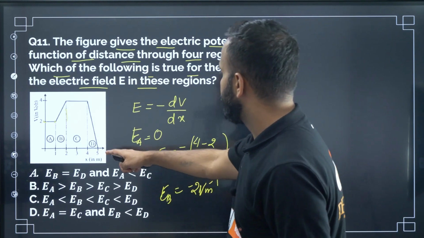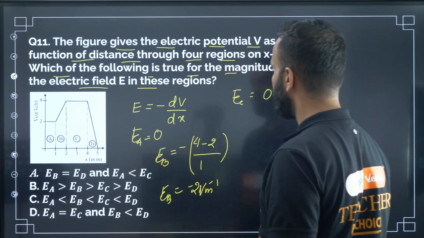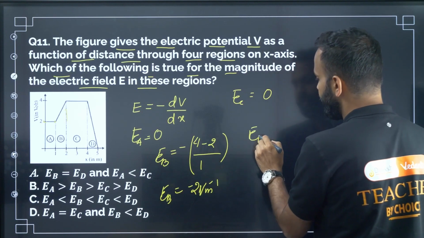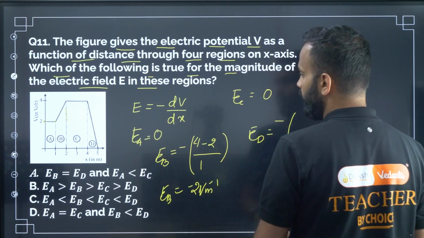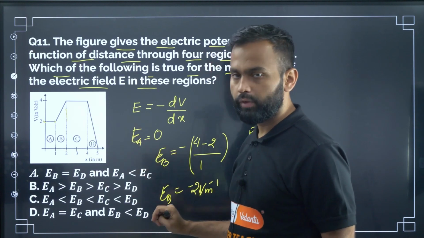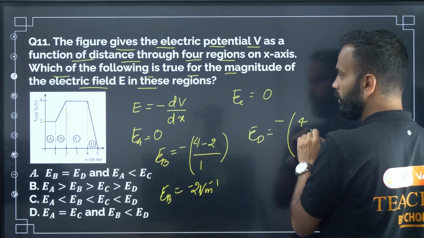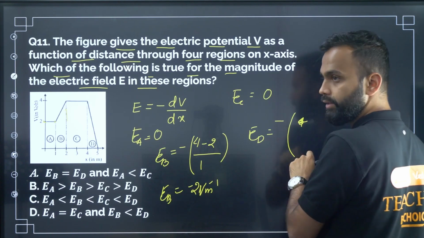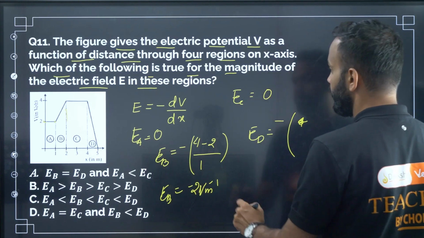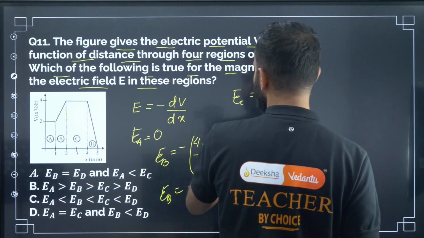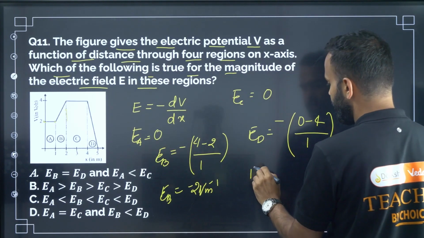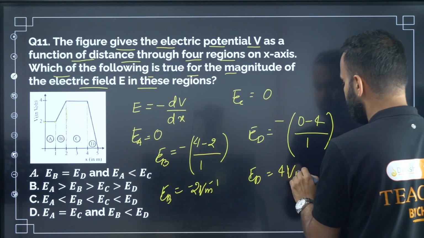at this region, the electric field is 0 because potential is constant. Differentiation of a constant is 0. Now here at D, ED is equal to minus of dV. dV here is 4. Final is 0, initial is 4. But the slope is negative, so it is final minus initial, that is 0 minus 4, divided by 1. So ED is equal to 4 volt per meter, right?